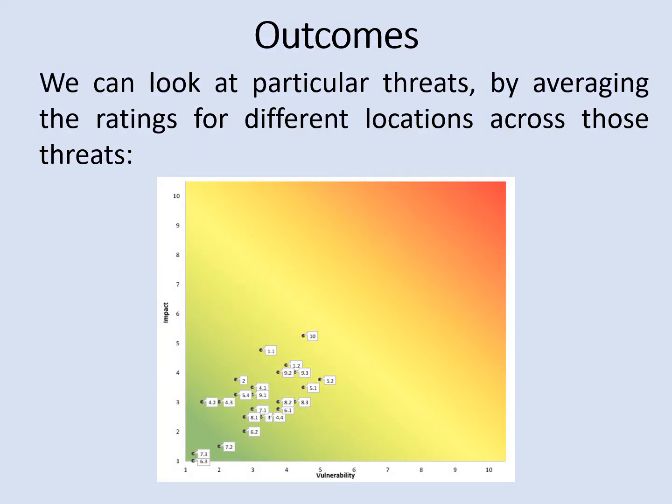We can also create average ratings for individual threats to look at how these threats are represented across the library as a whole, and this, for example, shows that within the particular areas that we're considering within this piece of work, dissociation we would regard as our greatest individual threat.